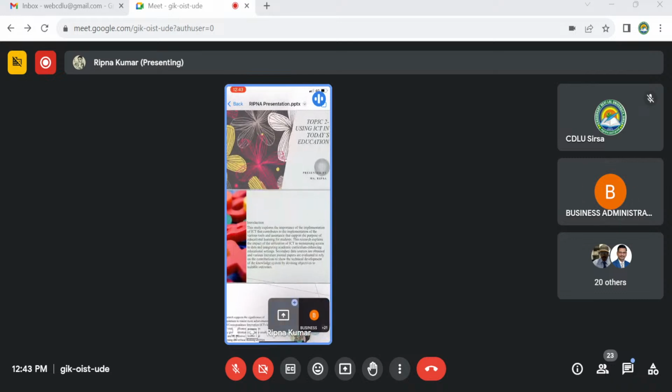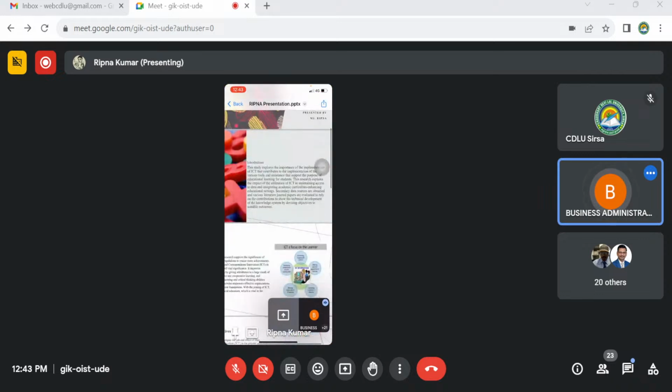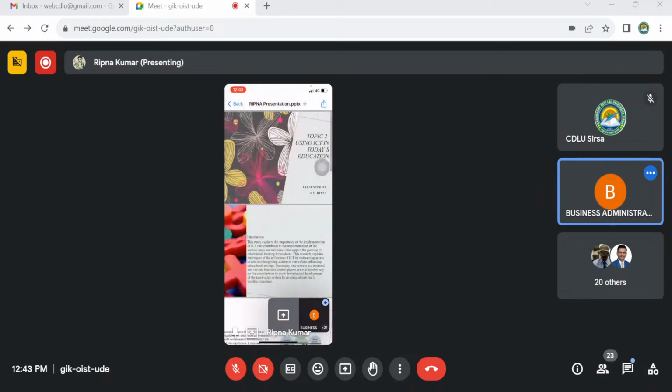My topic is using ICT in today's education. The study explores the importance of the implementation of ICT. Reepna, we are unable to understand what you are talking about. So we are skipping to the next participant, who is Sudha Biscoy.